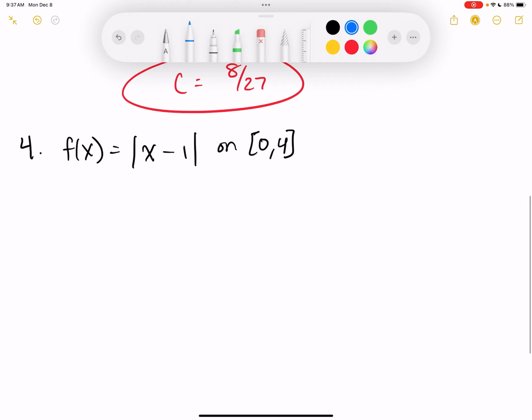All right, so this one is an absolute value. The other thing to pay attention to is the interval that they're giving me, right? Because this absolute value function has been shifted to the right because of the minus 1 inside, so it's gone over to the right. So that means it's inside my interval of 0 to 4. So that means that I have a corner inside of that interval, so this one does not follow the mean value theorem.